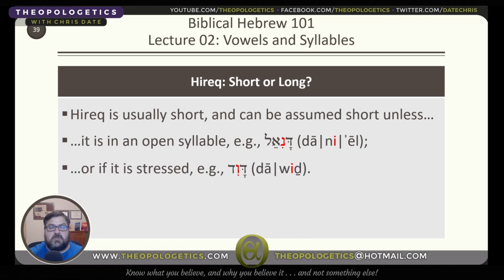You can also assume it's short unless it's in a stressed syllable. So in David, the stressed syllable is vid, and so that makes it long, even though it's a closed syllable. David. And I just noticed there's an error in this transliteration. Those I's should have lines over them because they are long hireks, not short ones.